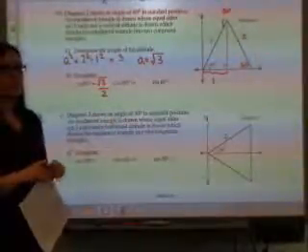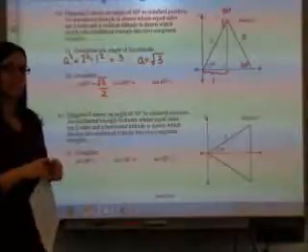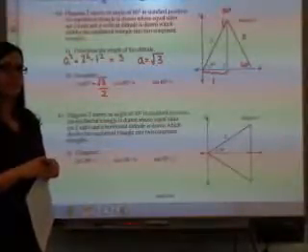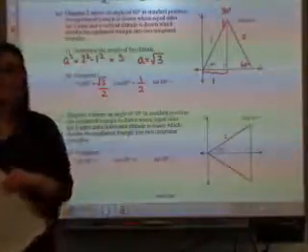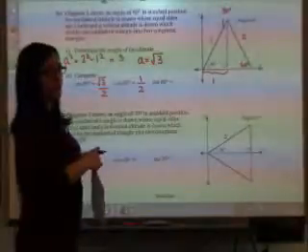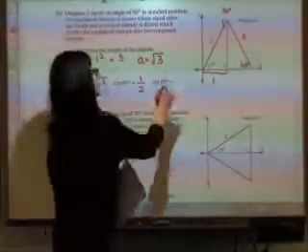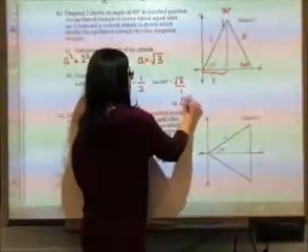Cos would be the adjacent over the hypotenuse, which would equal what? And tan is opposite over adjacent, which would be what? And root 3 over 1 can simplify to root 3.